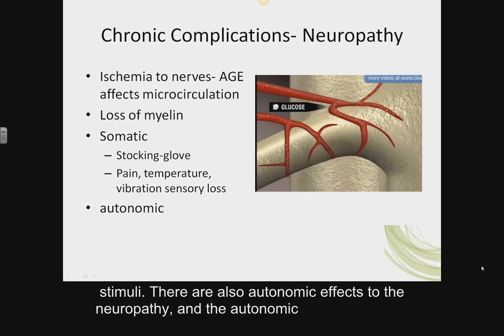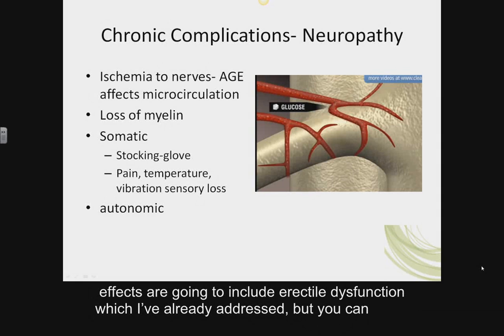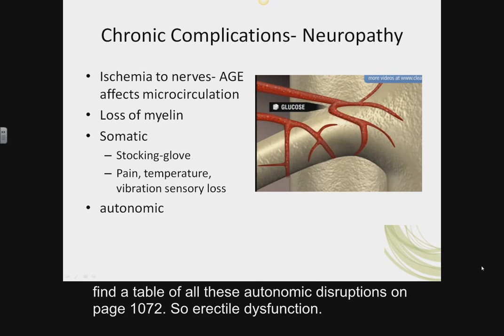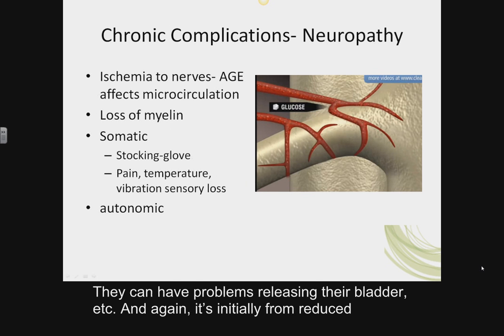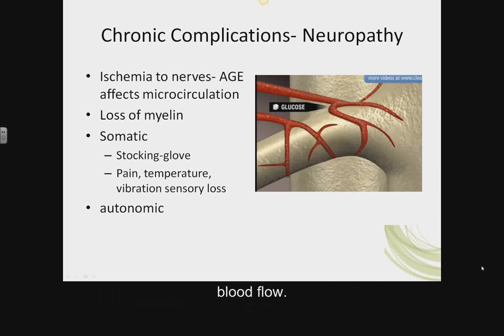There are also autonomic effects to the neuropathy, and the autonomic effects are going to include erectile dysfunction, which I've already addressed, but you can find a table of all these autonomic disruptions in your book. Again, erectile dysfunction. They can have problems releasing their bladder, etc. And again, it's initially from reduced blood flow.